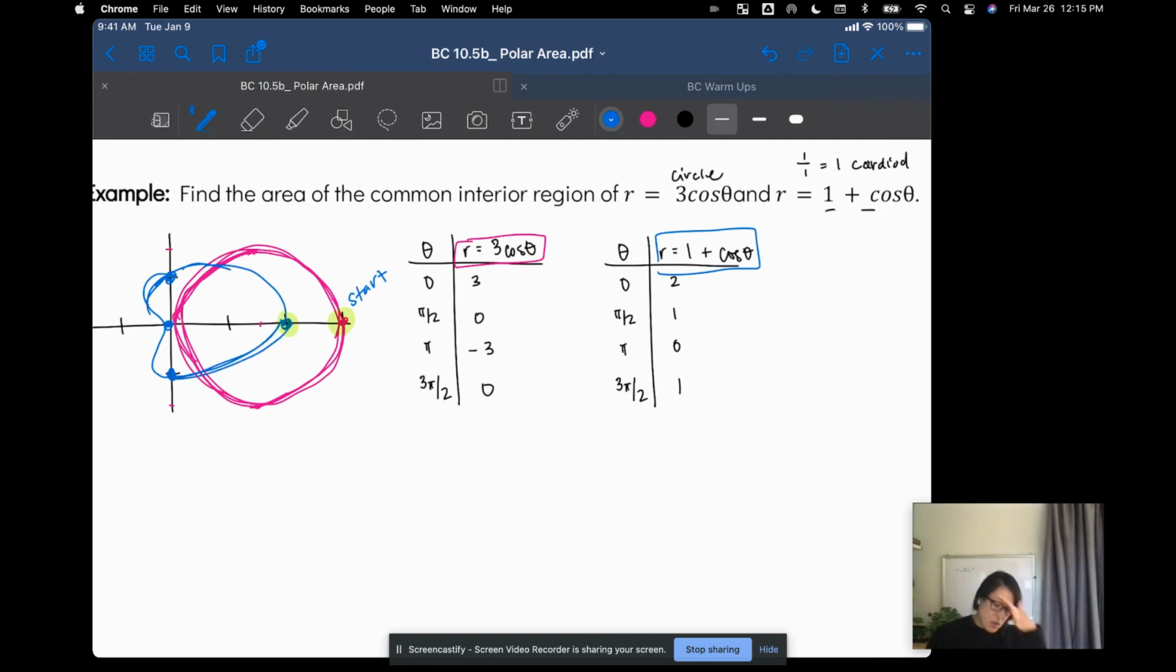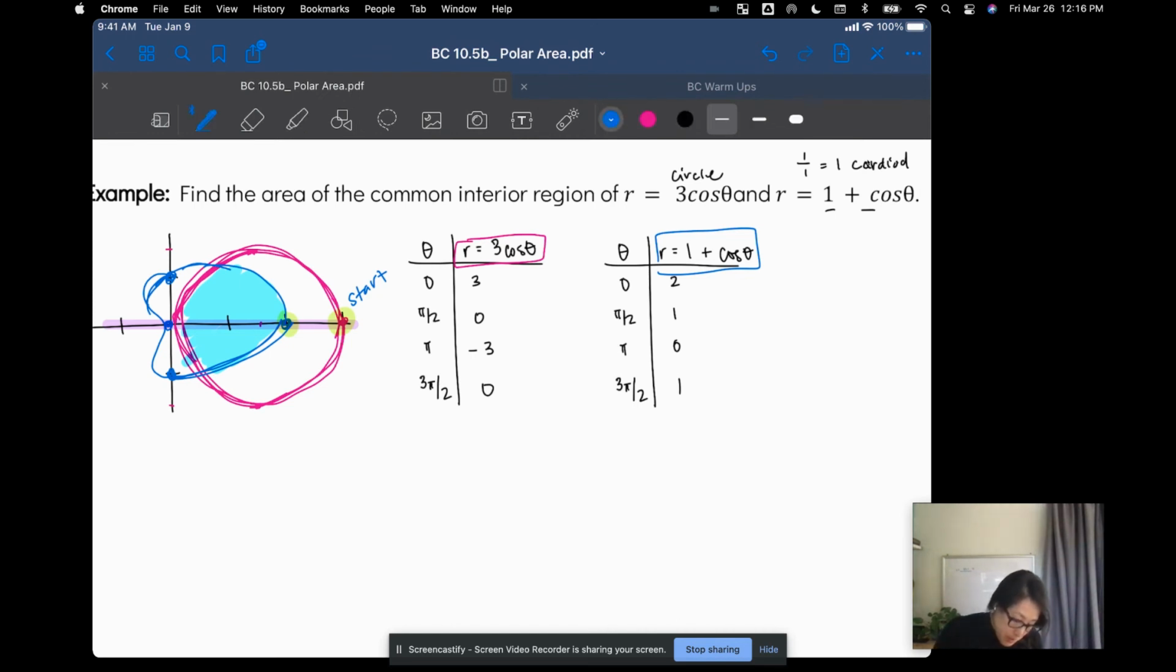Whew. Okay, drawing these is tough for me. Okay, it wants the common area. So what we want is this area right here, between the two curves, basically inside of both the cardioid and inside the circle. I notice that if I cut the cardioid in half or the circle in half, the curves are symmetrical across the axes. So I really only need to calculate the top half of the area.